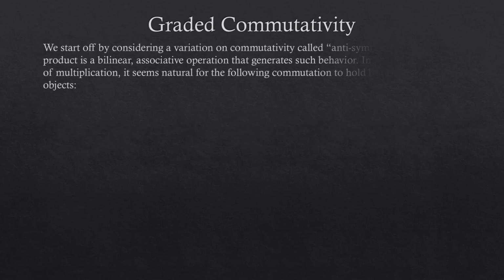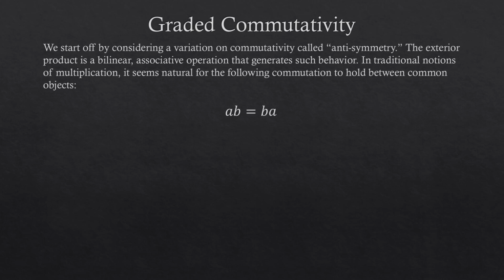We'll start off with a variation on commutativity called antisymmetry or anti-commutativity. The exterior product is a bilinear associative operation that is an example of something that generates this anti-symmetric behavior. But in traditional notions of multiplication, usually we consider the following commutation to hold between common objects, such that when I multiply a times b, it's implied that that's the same thing as multiplying b times a, such that a times a is equal to a squared.